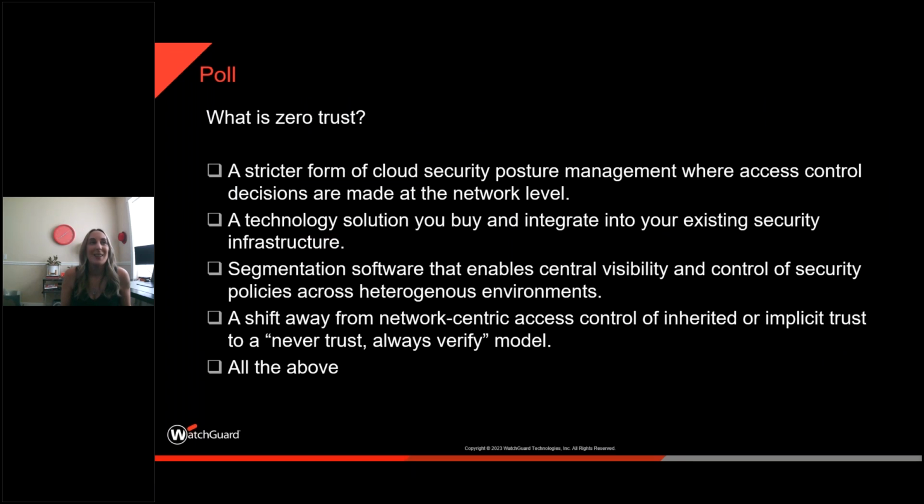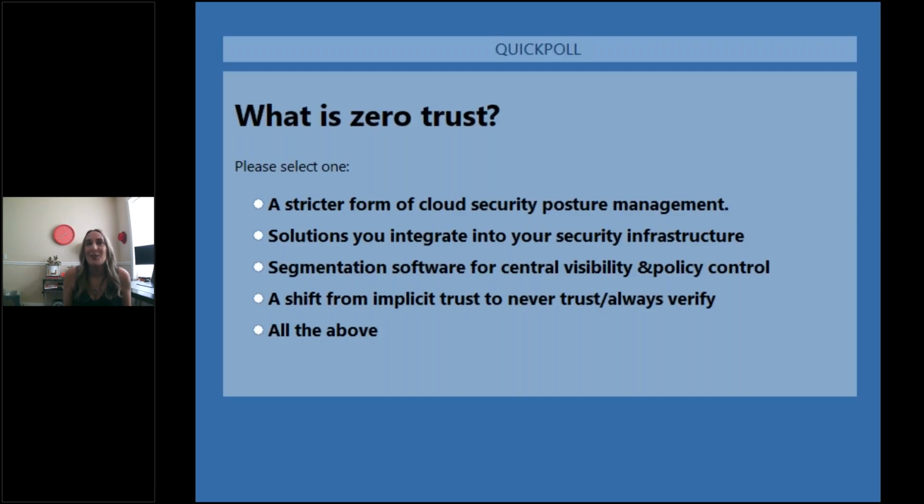All right, before we get started, let's ask the polling question for the audience around what you think zero trust is. Here you have longer descriptions than you will see in the poll questions, but they're in the exact same order. What we have here is an example of 5 different ways of answering the question. Is it a stricter form of cloud security posture management? Is it a technology solution you buy and integrate into your existing security infrastructure? Is it segmentation software that enables central visibility and control of security policies across heterogeneous environments? Or is it a shift away from a network-centric access control of inherited or implicit trust to a never trust and always verify model? Or is it all of the above?